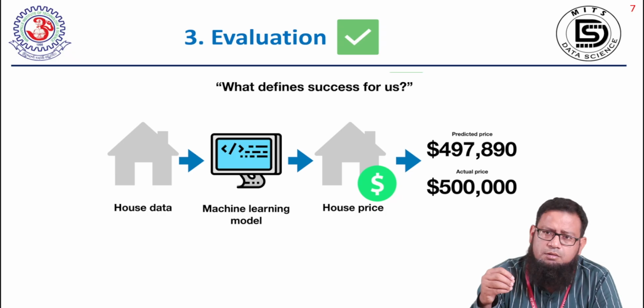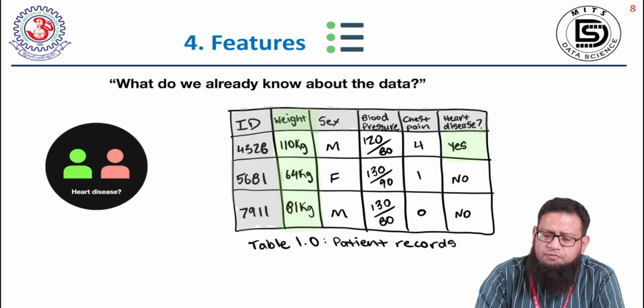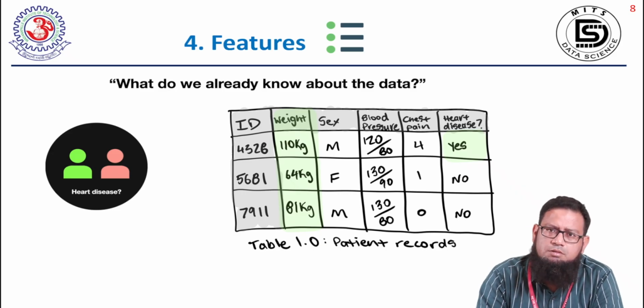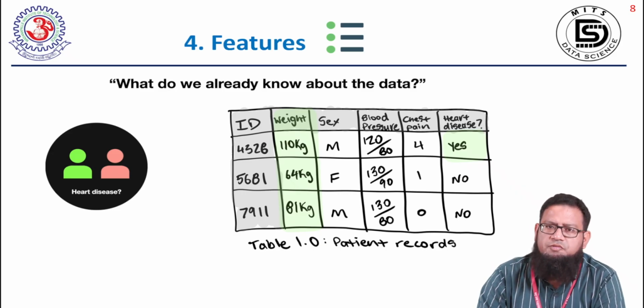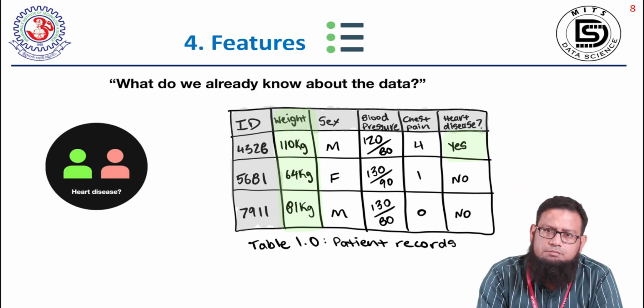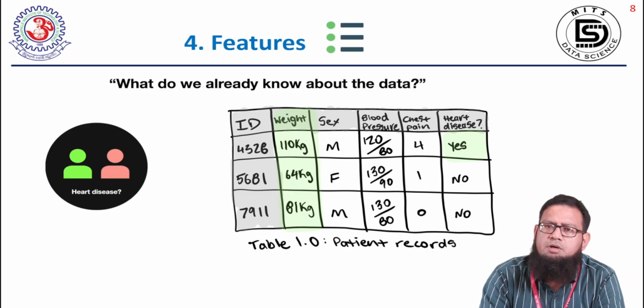So evaluation depends on the type of data and the problem statement that you are working with. Okay, next we come across the fourth step in a machine learning workflow, which is the features. So the features are, what do we already know about the data? This is a very important thing, because if you don't have an insight about your data, you cannot solve your problem.